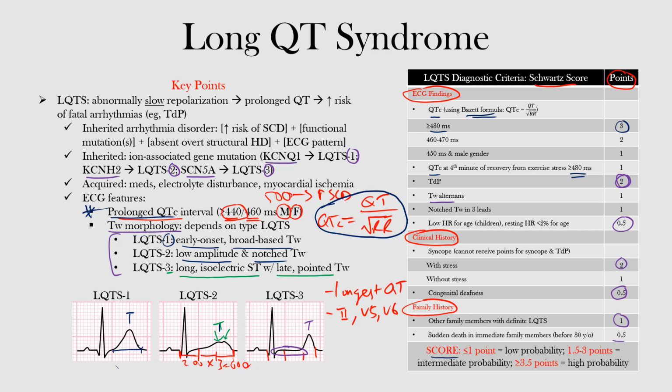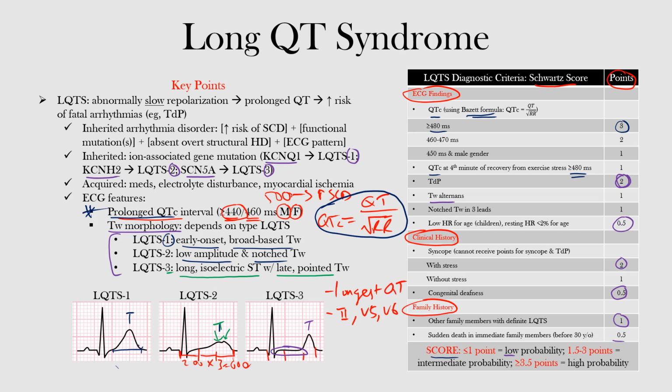So again, you take all those points and add them up. If it's less than or equal to 1 point, it's a low probability. If it's between 1.5 and 3 points, that's more of an intermediate probability. And if it's greater than or equal to 3.5 points, that's a high probability. So again, keep in mind that a score of greater than or equal to 3.5 makes the diagnosis of long QT syndrome more likely, but again, is not diagnostic.